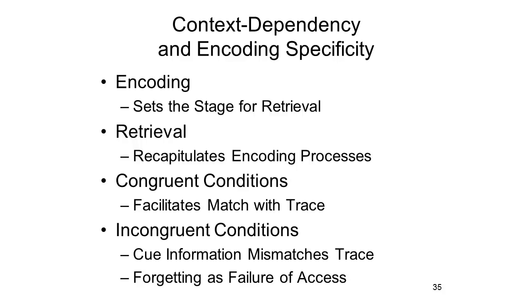So when there's congruence between the conditions of encoding and the conditions of retrieval, that congruence facilitates matching with the trace, facilitates access to trace information available in memory. When the conditions of encoding are incongruent with the conditions of retrieval, that's bad for memory. There's a mismatch between cue information and trace information, and that yields forgetting as a failure to gain access to information that's available in memory.